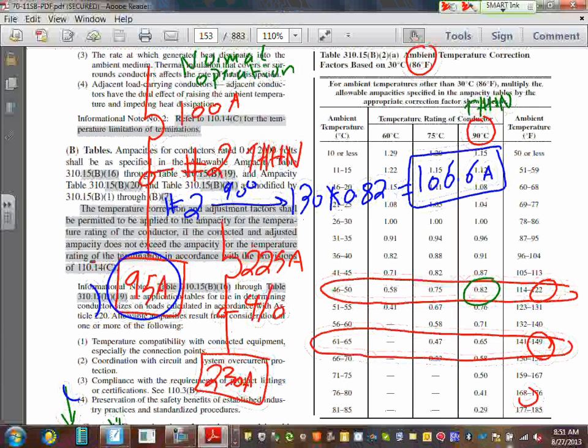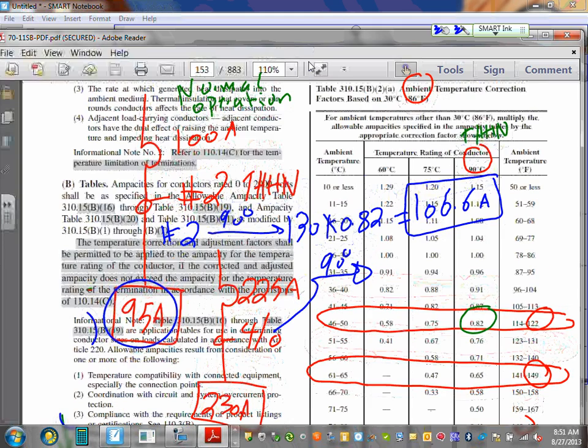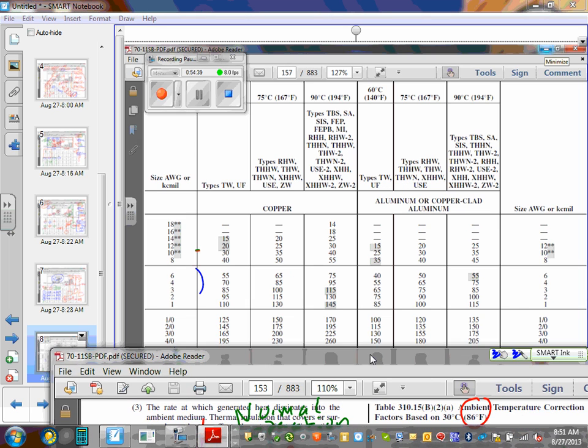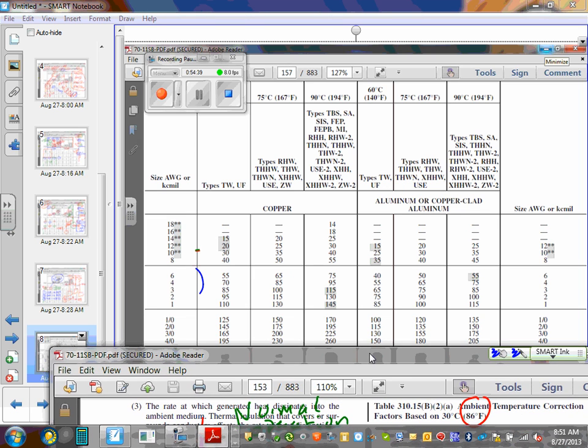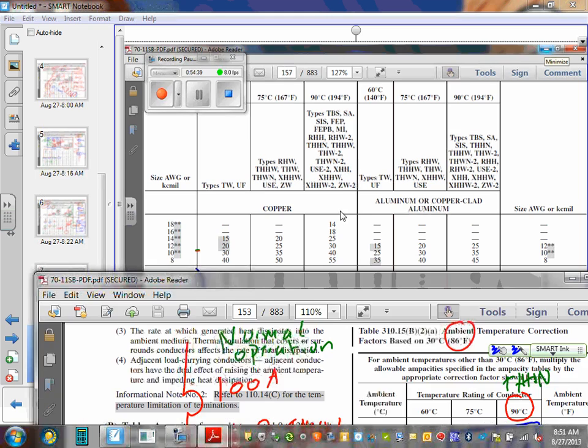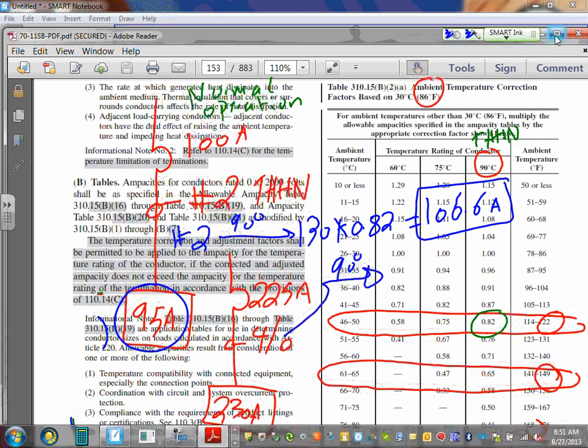Now, for derating purposes, guys, let's take 4 wire. For derating purposes, 90 degree. Under 90 degree to derate, let's go 4 wire 90 degree. Here's 4 wire. How much can 4 wire give you under 90 degree for derating? 260. Okay, let's do the math on 260.